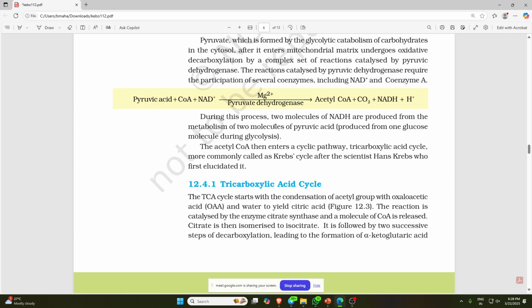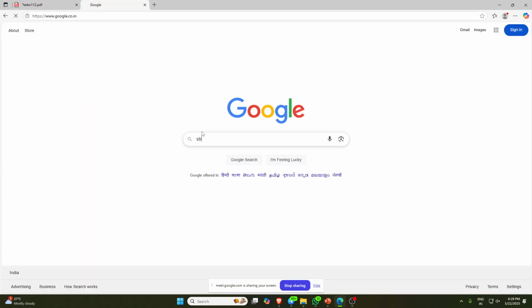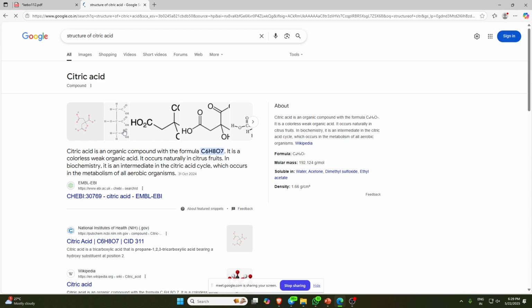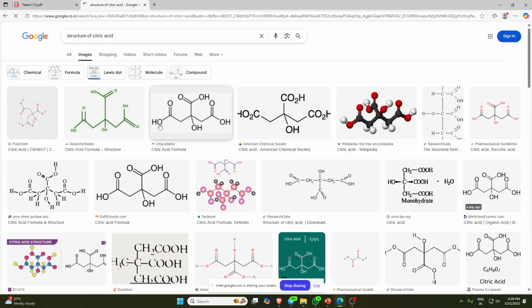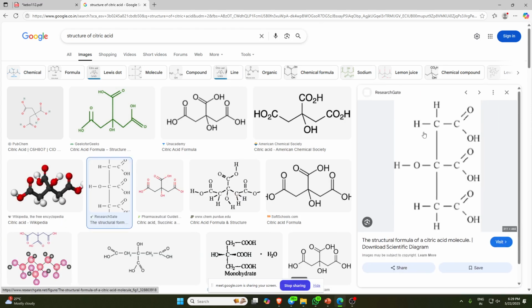Because the first product is citric acid, and if we go through the structure of citric acid, there are three COOH groups attached to it. So that's why you can say tricarboxylic acid. Okay, so if we go to the structure of citric acid, let's see. Now see, there are 3 carboxylic groups added. That's why we are saying that this is tricarboxylic. Okay, understood?